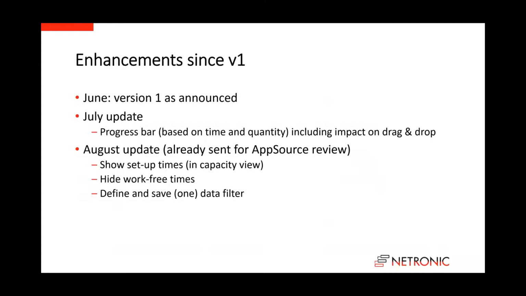Then in July, and this is something that we wrote about but never showed in a webinar, we added the progress bar based on time and quantity. So if you post on a production order routing line, then you can post progress on consumption, on time and quantity, and we definitely showed this. This also has an impact on the drag and drop.